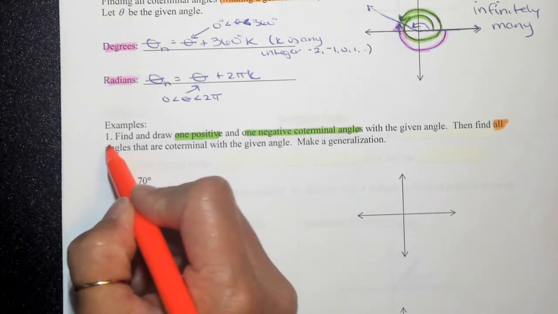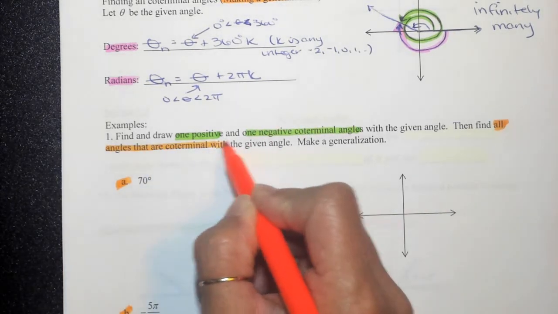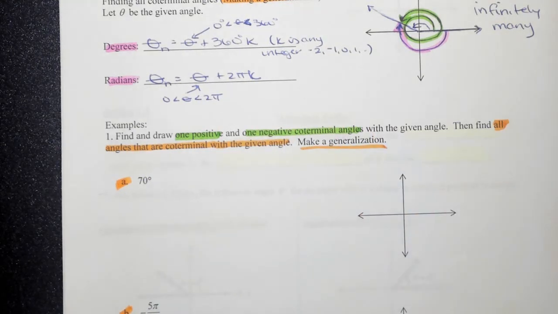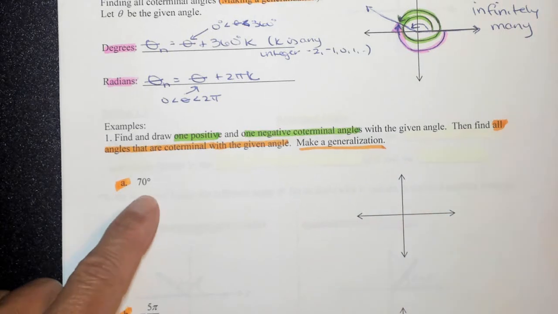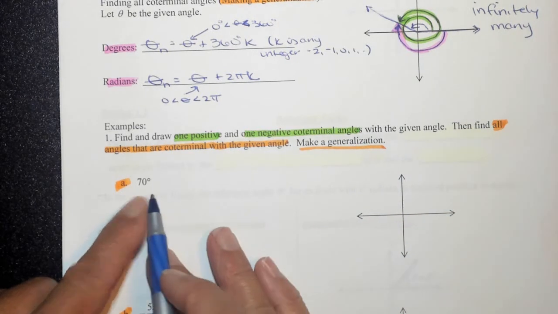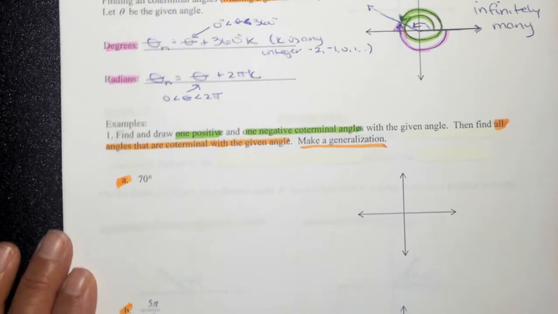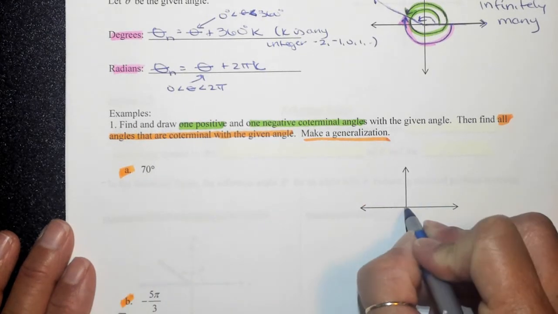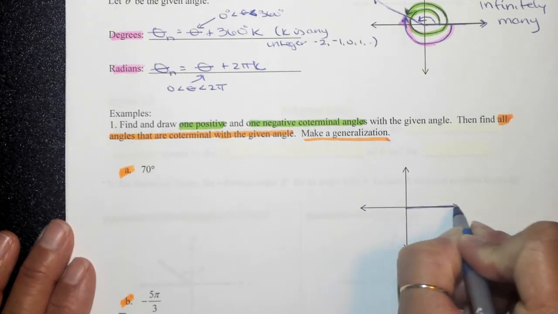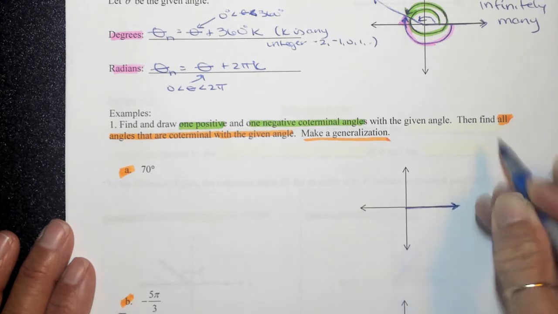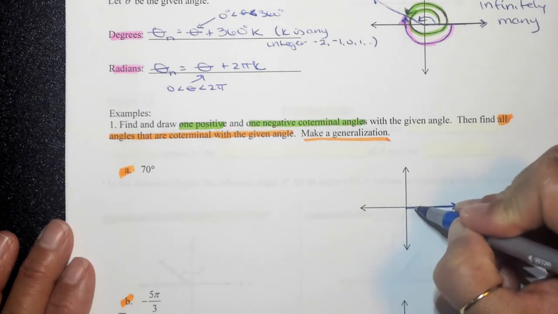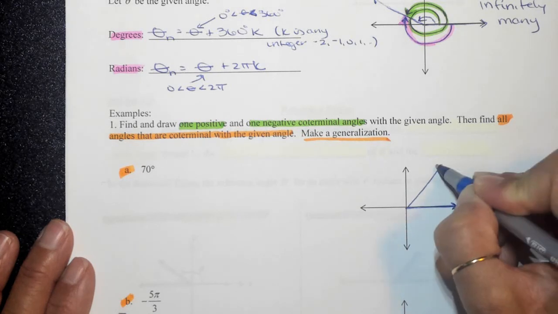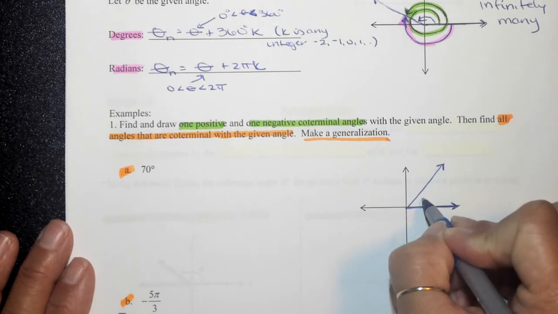So when it says find all angles that are coterminal with the given angle, basically they just want us to make the generalization. So the first thing we need to do is take a look here. We have 70 degrees. So this is between 0 and 360 degrees, so I can sketch the angle. So here's my initial side, and we'll say, I don't know, about right here will be my terminal side. Okay, so this right here is theta.